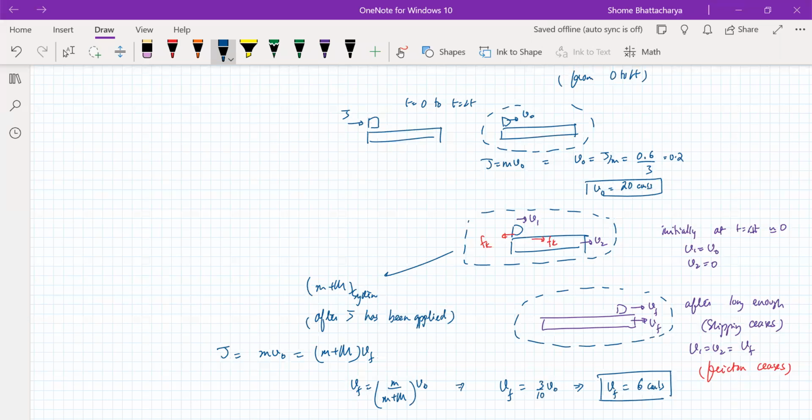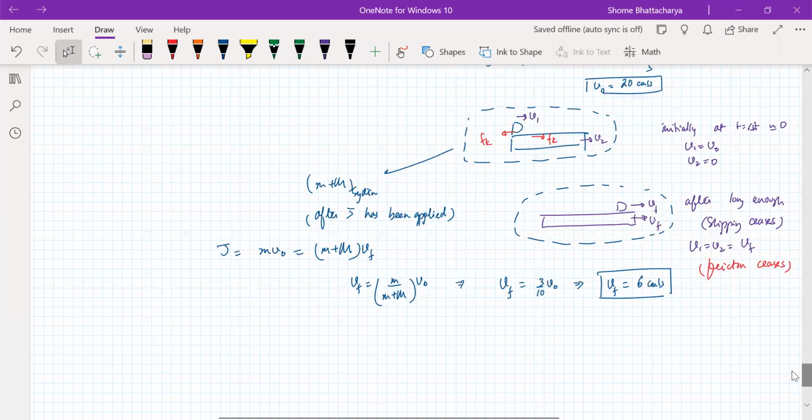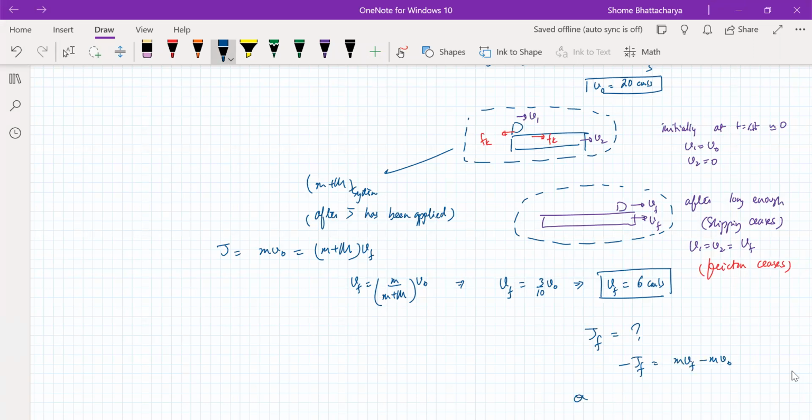And then you can calculate the impulse acting because of friction. So the impulse acting because of friction, you can write it such that minus of that impulse is equal to mvf minus mv0, or plus of that impulse is equal to capital M vf. Both ways you'll see it's the same, and you'll get the magnitude of this impulse equal to 0.42 Newton seconds.